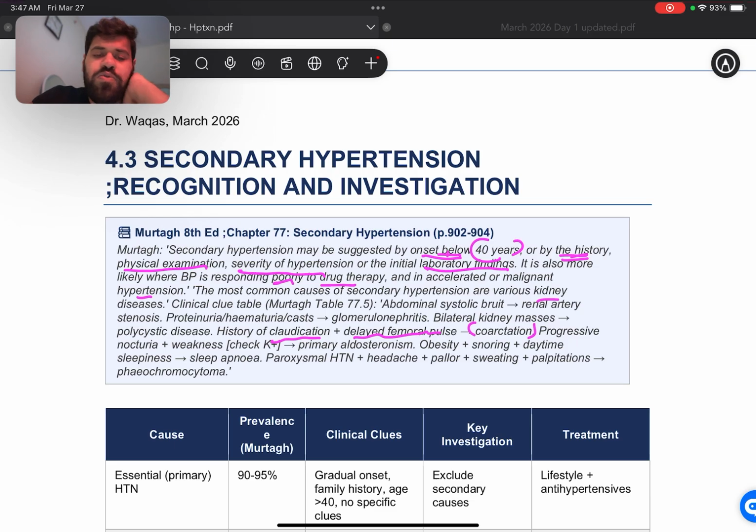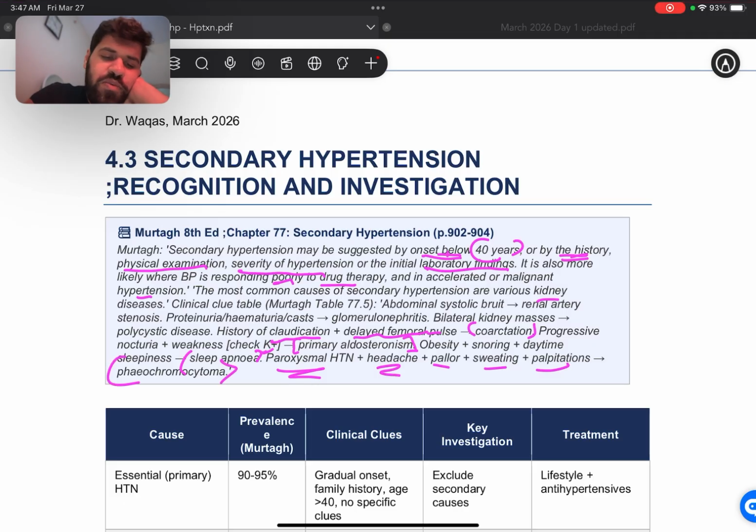And progressive nocturia plus weakness, we have to check for potassium because this could mean there is primary aldosteronism. Obesity plus snoring plus daytime sleepiness could mean there is sleep apnea. Paroxysmal hypertension plus headache plus pallor, sweating, palpitation: pheochromocytoma.